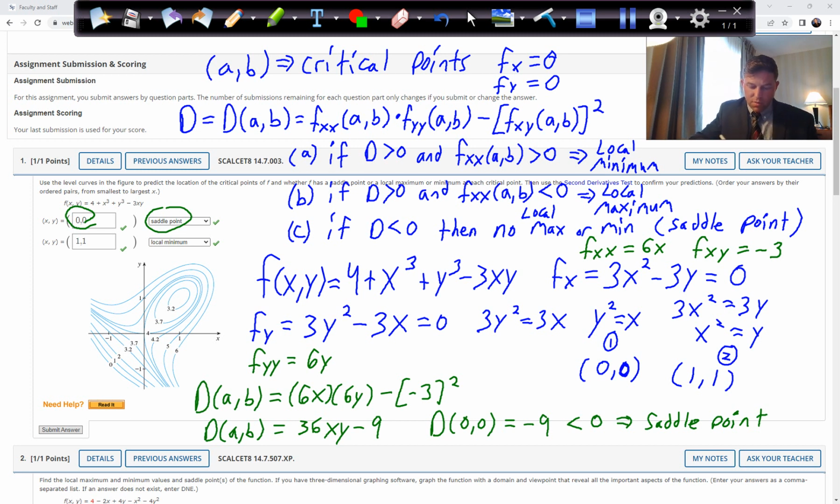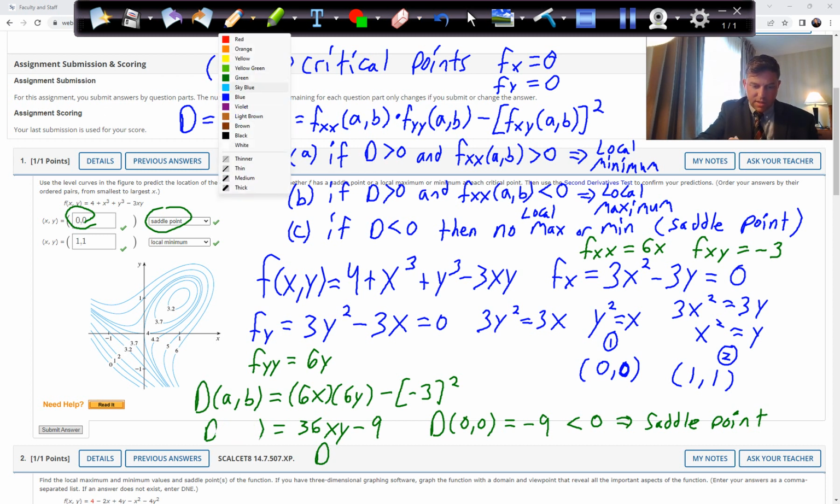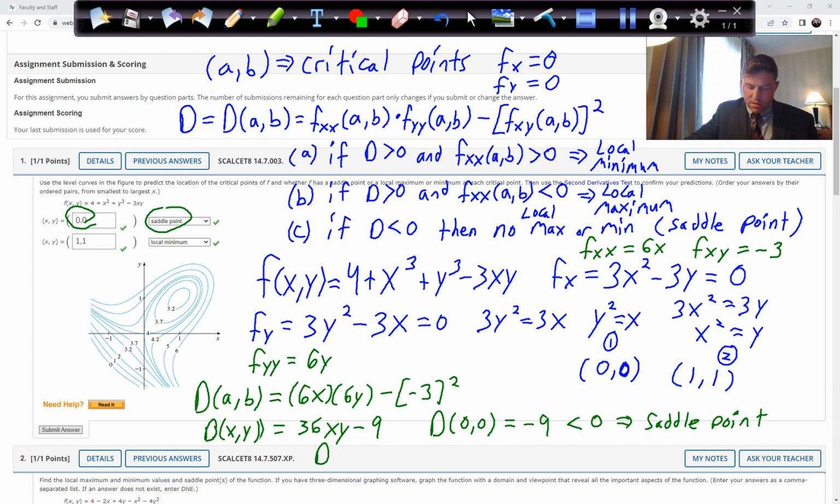Okay, now we try (1, 1). So the second derivative, oh, I should have put (0, 0) in here. This is where we did evaluate (0, 0). Oh, no, not at that point. Apologies. That was still (a, b), because it was still x, y. I guess I could write it as x and y, and then we plugged in (a, b) being (0, 0). Okay, so let's plug in (1, 1) into 36xy minus 9.